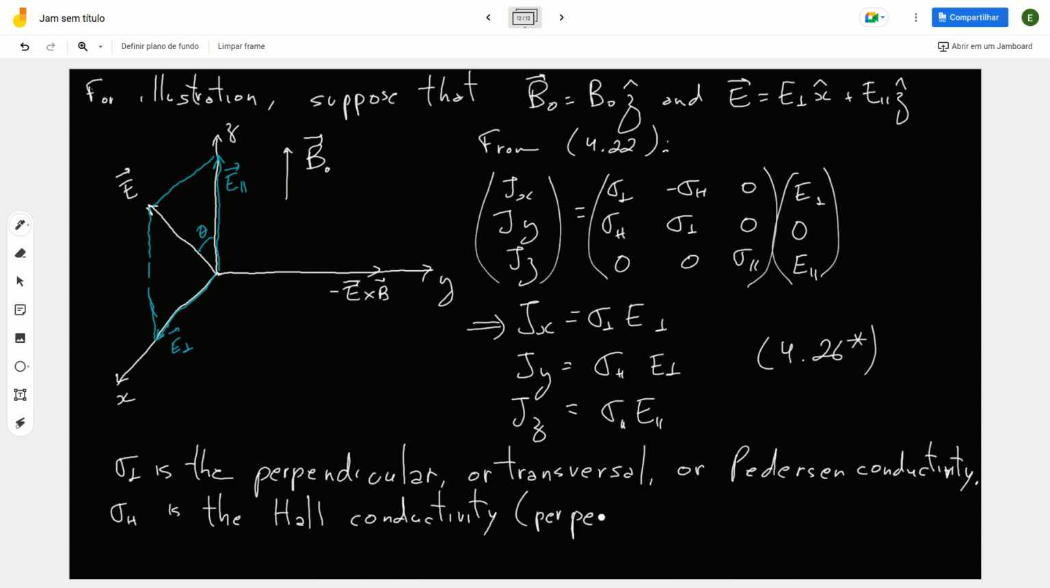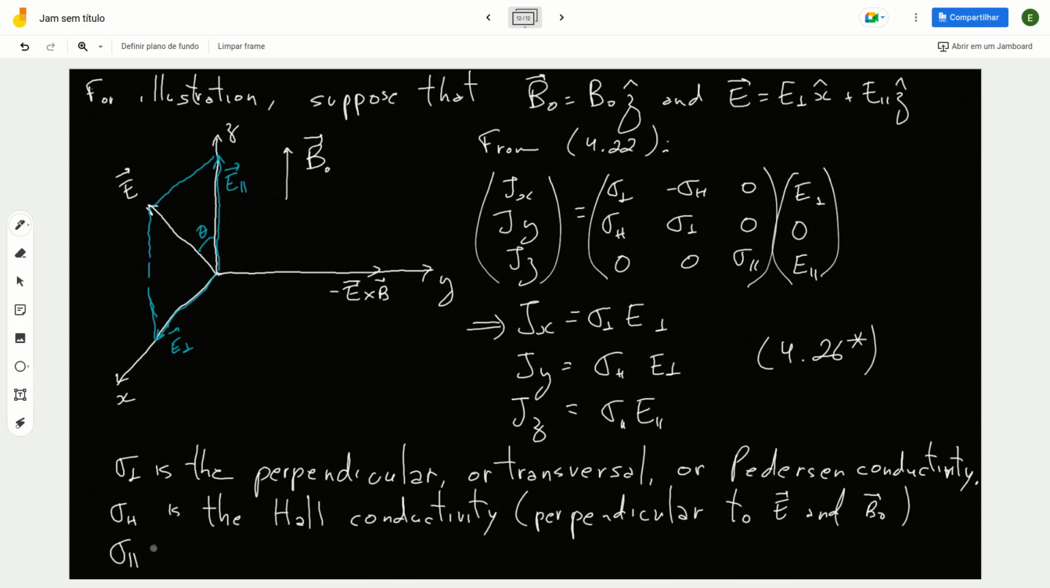Perpendicular to E and B. And in the Z direction, you have just a parallel conductivity, which is the same direction as B0. So you see that the flow of J in this direction is governed by sigma parallel.